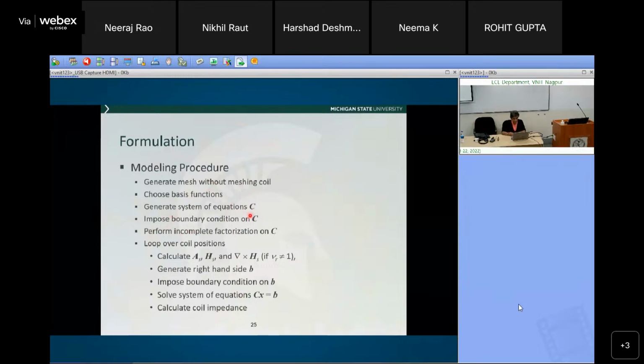Generate the system equation, and preconditioning is done one time for that geometry of the sample. Then we impose the boundary condition and precondition the C matrix, and loop over the coil position. For each position, this is calculated just once, but you now have to move those fields to the corresponding coil position. So generate the right-hand side based on that, impose boundary conditions, solve, and the coil impedance is then calculated.